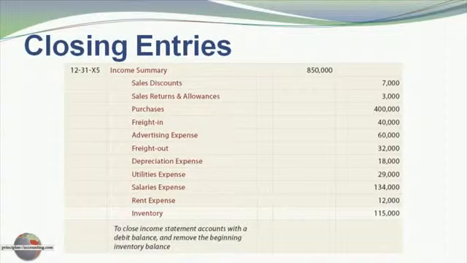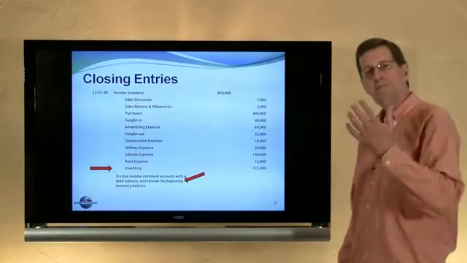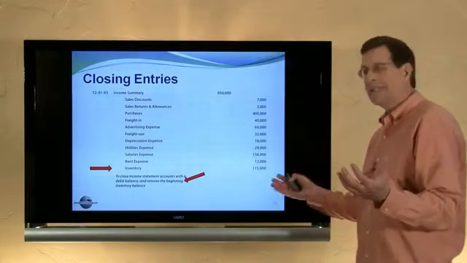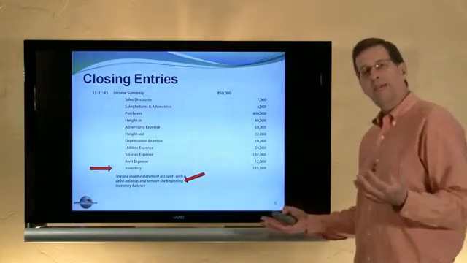If I look at closing all of the temporary accounts that have debit balances, now I'm crediting sales discounts, sales returns, purchases, freight in, and so forth. But also notice I'm including a credit to inventory. This was the beginning of the year balance for this company. They had $115,000 in the general ledger, and I'm now assuming that to be sold. So what I've done with the first entry was set up the ending balance of inventory, and this second entry is removing the beginning balance.